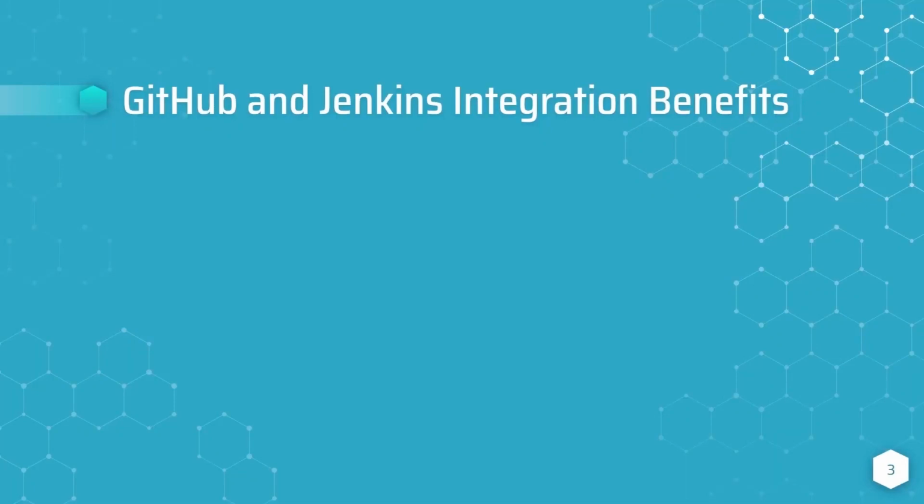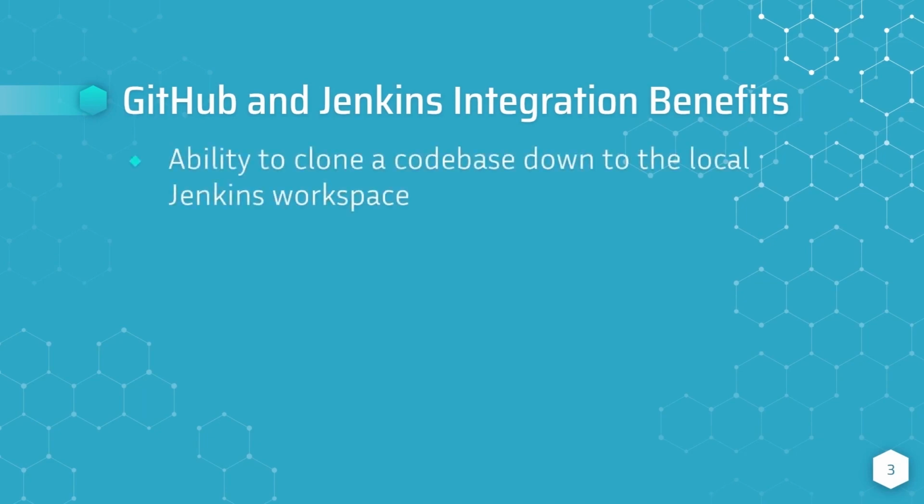So what are some of the benefits of integrating Jenkins and GitHub? Some of these benefits you may have already guessed, but the first benefit is that it gives Jenkins the ability to clone a code base down to the local workspace so that it can build and test the code. The second benefit is that GitHub will push new changes to Jenkins and trigger builds rather than having Jenkins consistently poll GitHub repositories for new changes.